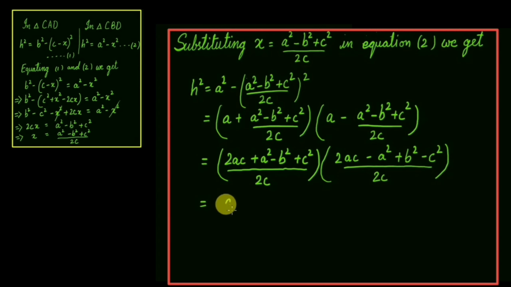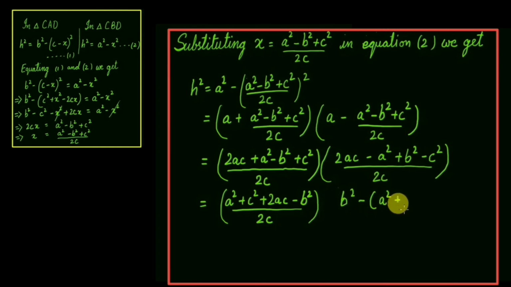Now let's arrange these terms. (a square plus c square plus 2ac minus b square) by 2c. Let's arrange the second bracket also. So in the second bracket we can write b square minus a square, minus I have taken as common, so I am left with plus c square minus 2ac, by 2c.